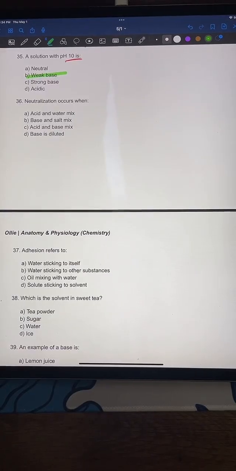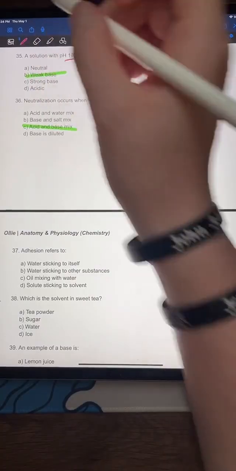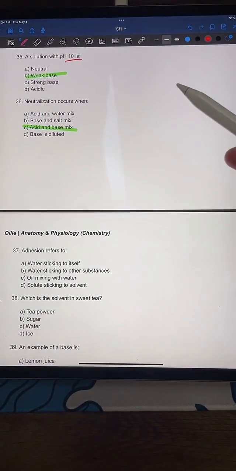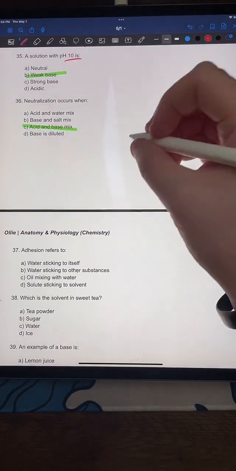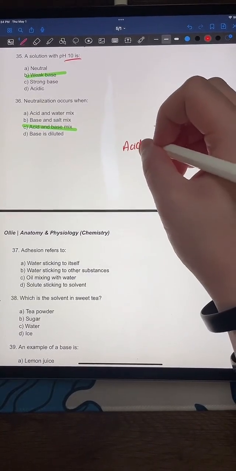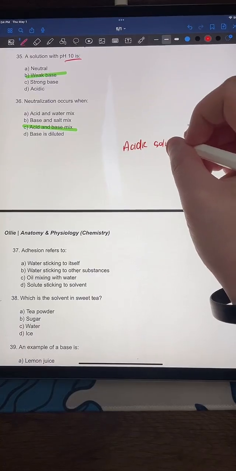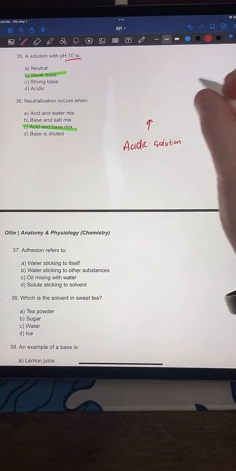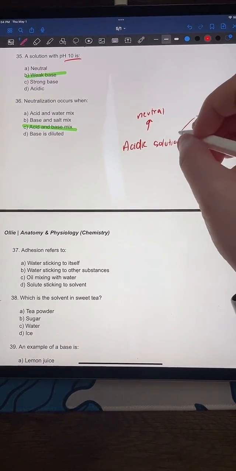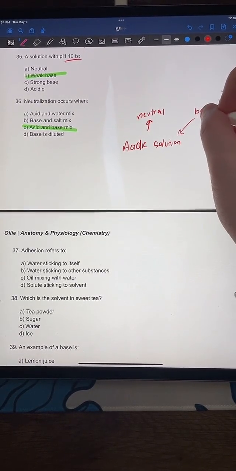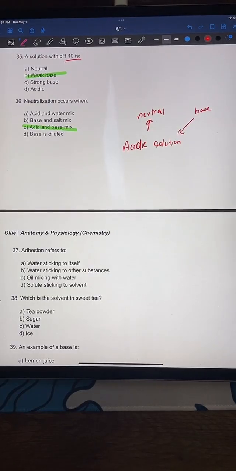But number 36, neutralization occurs when an acid and a base mix. So in the process of neutralization, acids and bases neutralize each other. They end up forming salt and water. So if you have an acidic solution and you wanted to get it to be neutral, you would add a base to the solution to get it to be neutral.